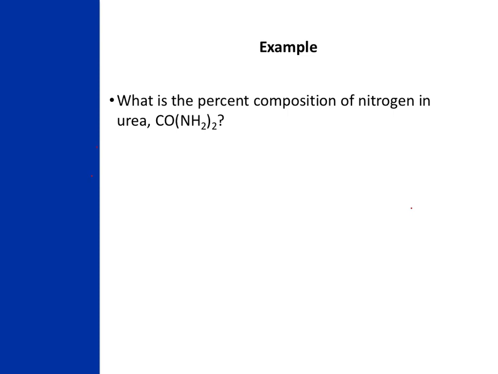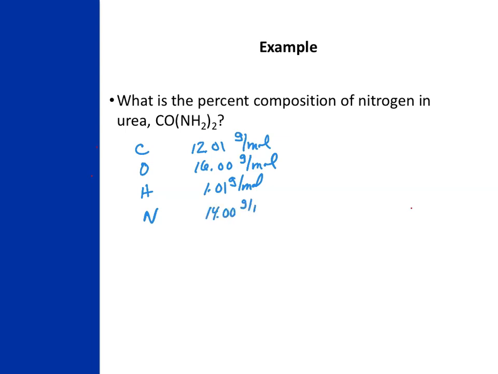Let's look at an example. What is the percent composition of nitrogen in urea? We first have to find the molecular weight of urea. We know that carbon's molecular weight is 12.01 grams per mole. Oxygen's is 15.999 or 16 grams per mole. Hydrogen's is around 1.01 grams per mole. And nitrogen's is around 14 grams per mole.